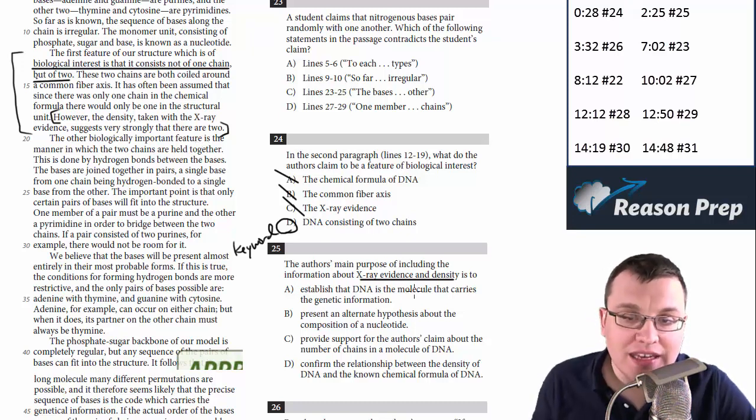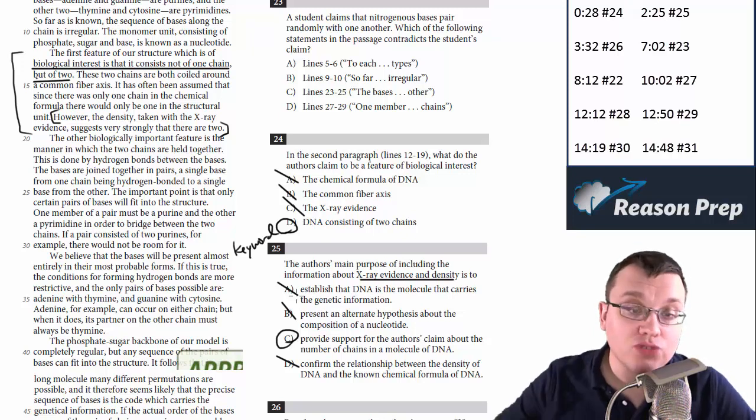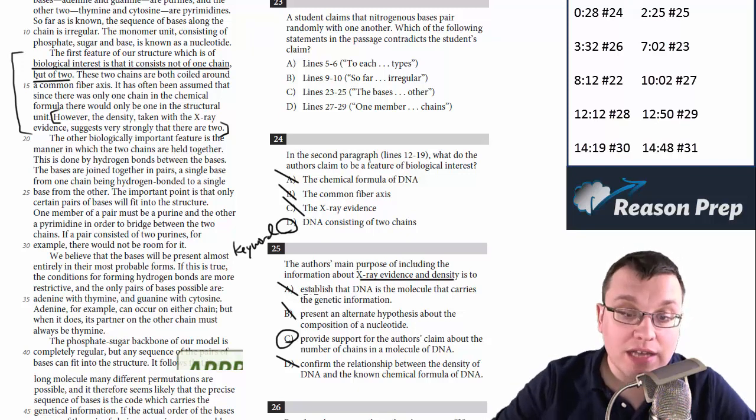Establish that DNA is the molecule that carries the genetic information. The X-ray stuff doesn't help with that. Present an alternate hypothesis about the composition of a nucleotide. Nope. Provide support for the author's claim about the number of chains in a molecule of DNA. Confirm the relationship between the density of DNA and the known chemical formula of DNA. Okay, now, notice this part of the passage is all about the chains, and how the density and X-ray crystallography supports that. So we're going to go with C.